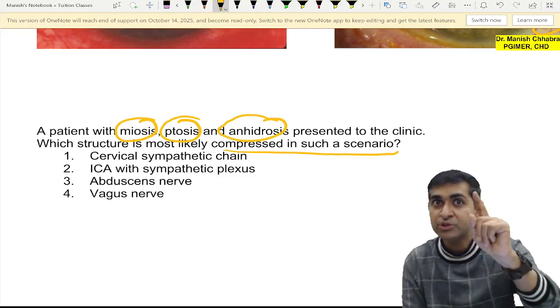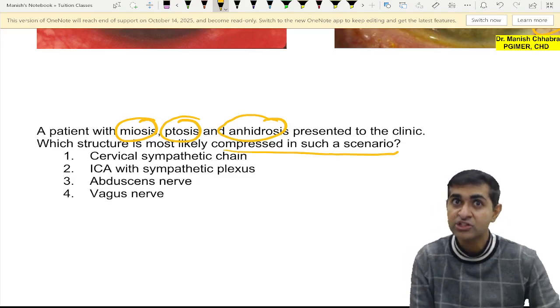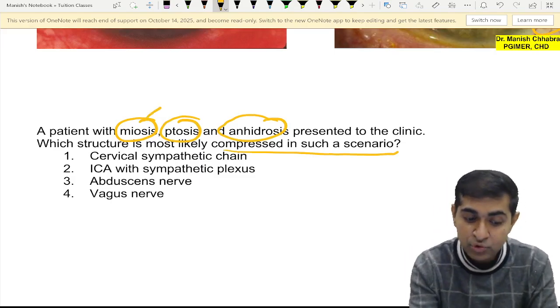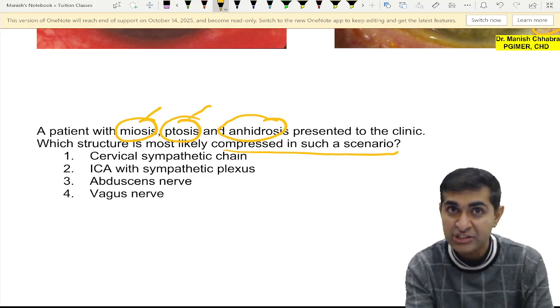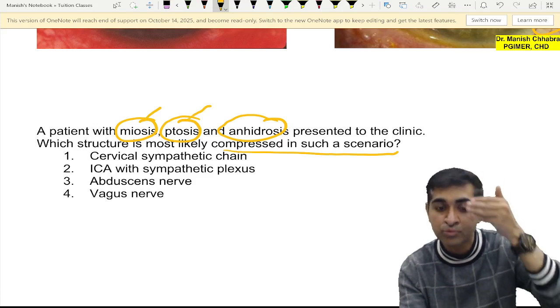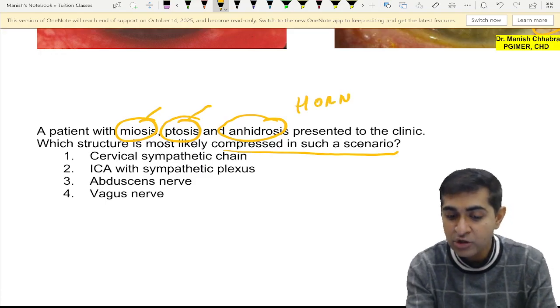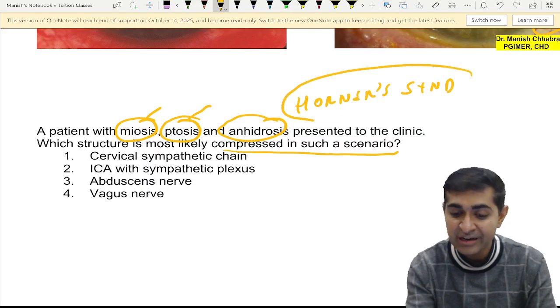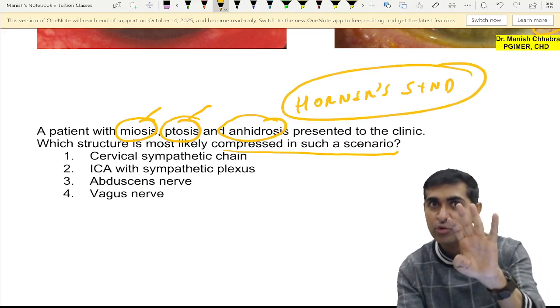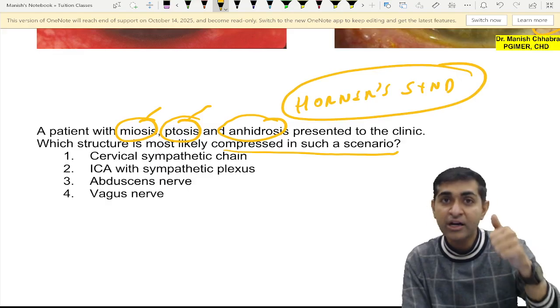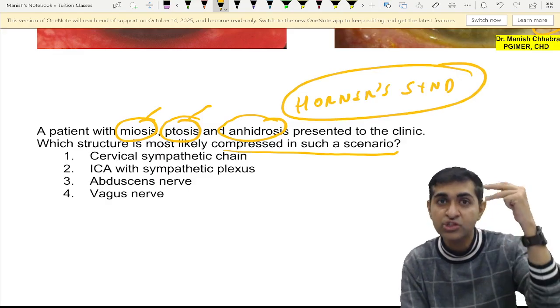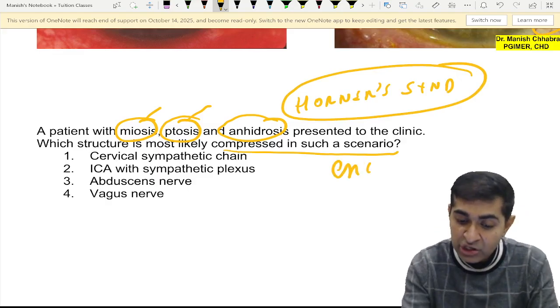So it may appear to be a single liner, but boys and girls, it is not a single liner. So if the patient is having miosis, means pupillary constriction, ptosis means drooping of the eyelid, and anhidrosis, probably the examiner wants us to think on the ground of Horner syndrome. So there are 4 parts in the Horner syndrome. One is miosis, ptosis, anhidrosis, and enophthalmos.